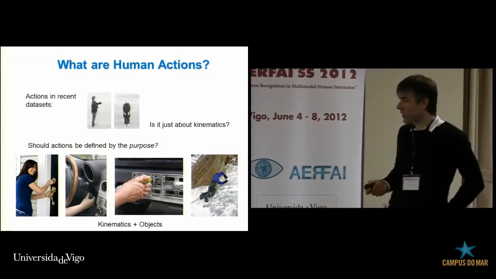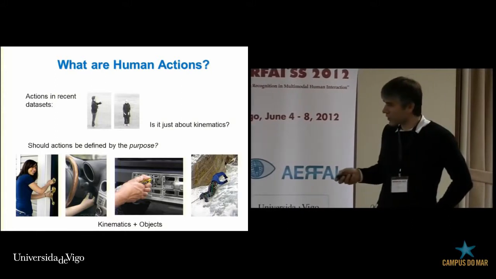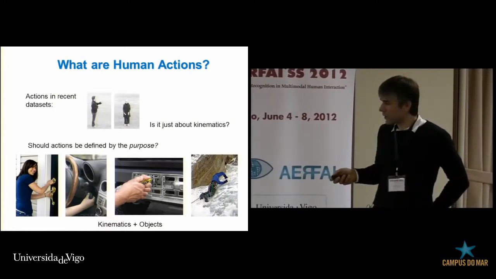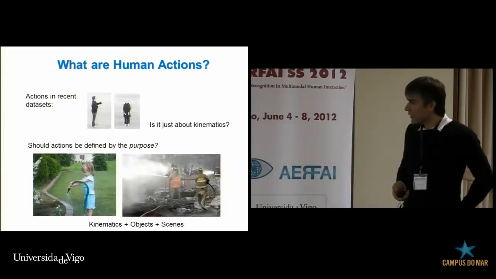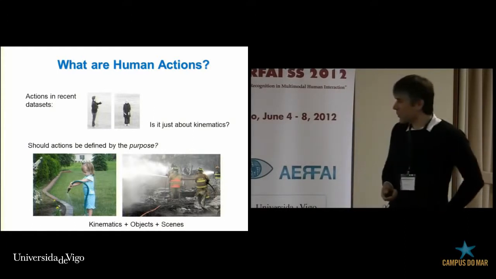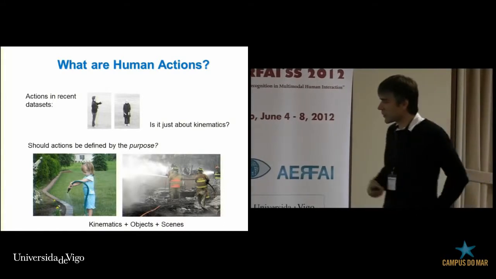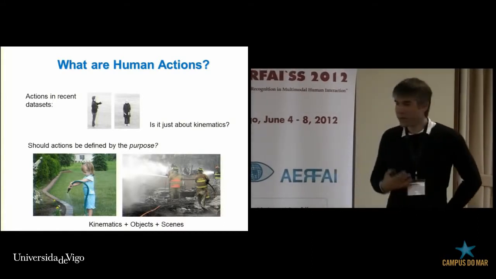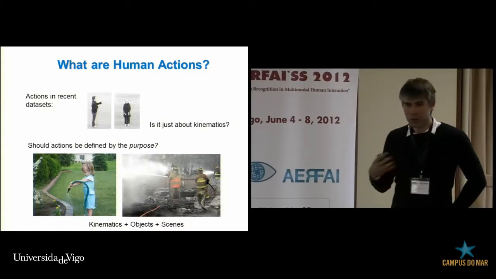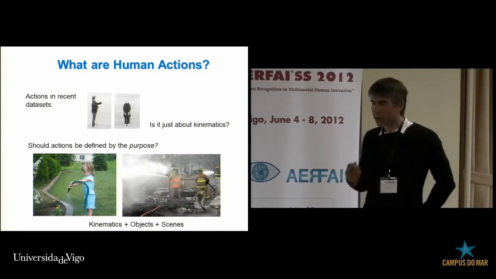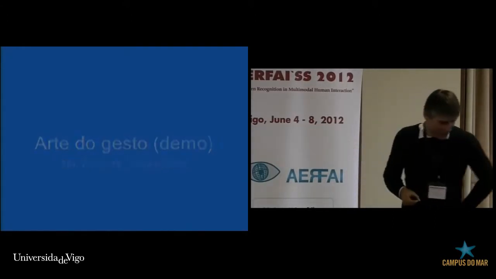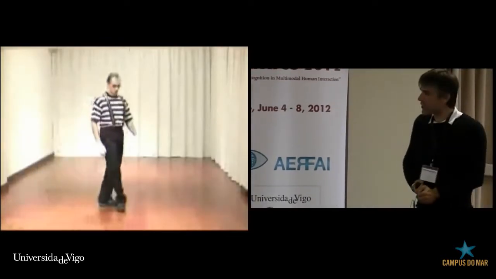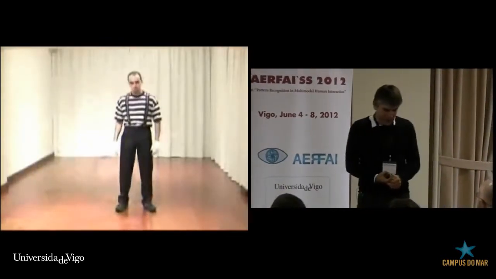And what really is different for these actions is not just the kinematics of the hand, but the whole objects around it. So objects are important. And even if objects are the same, sometimes the whole scene is very different. So these are just examples showing that it's important not just to look at people, but also at things around, in the whole scene.